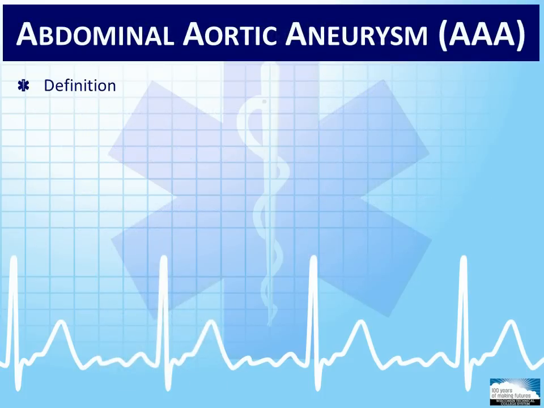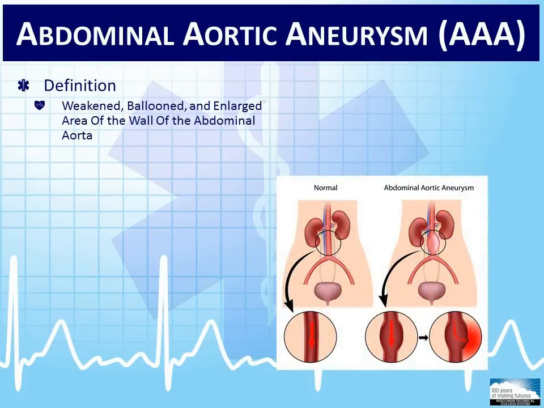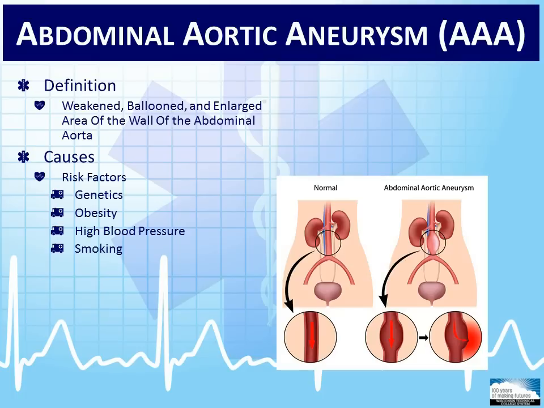An abdominal aortic aneurysm, also referred to as a AAA, is a weakening in the wall of the abdominal aorta leading to ballooning or an enlarged, dilated area in the abdominal aorta, making it susceptible to rupture. The exact cause of a AAA is unknown, but risk factors are believed to include genetics, obesity, high blood pressure, and smoking.